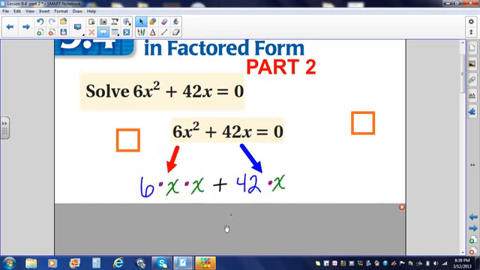First thing we're going to do is say that 6x squared is touching each other. That means multiplication. We do 6 times x times x. Bring down your plus sign. 42 is touching the x. That means 42 times x.